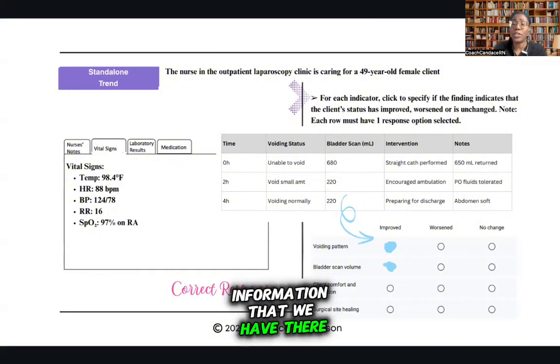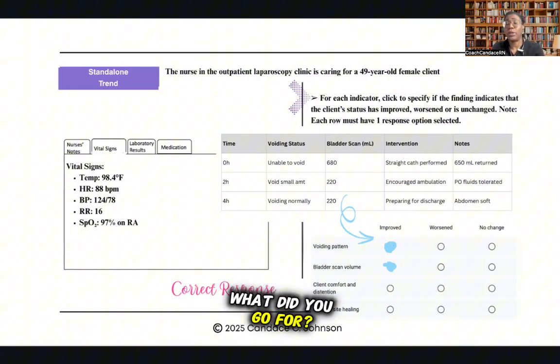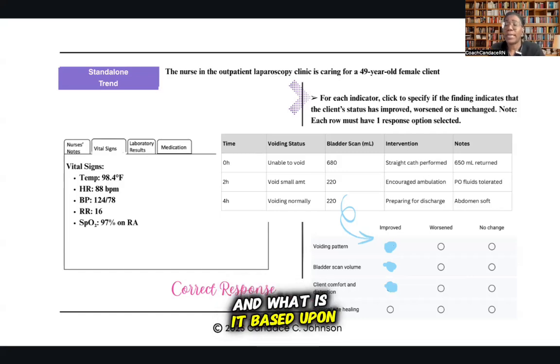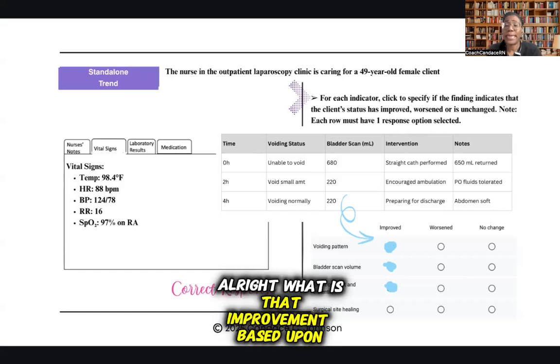We need to look at the information that we have there. What did you go for? All right. Did you go for an improvement? Well, then that will be correct. And what is it based upon? All right. What is that improvement based upon?